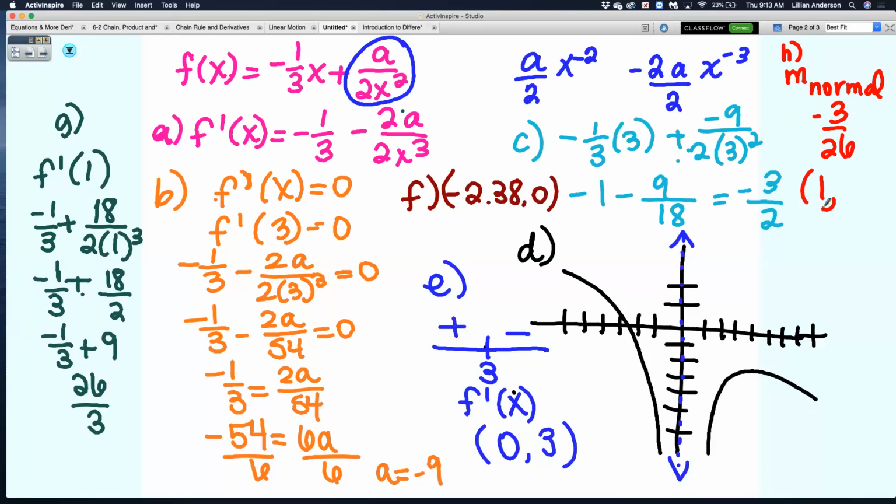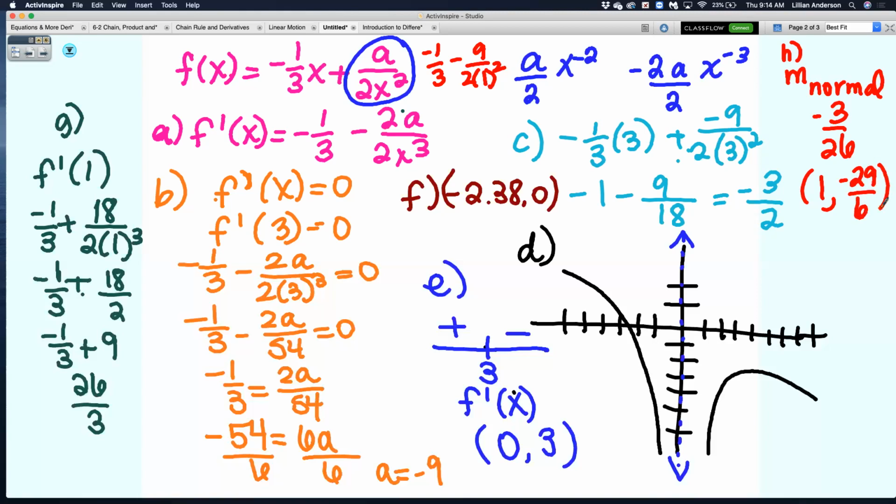Everything's just tying in together so nicely. So if I plug 1 back into the original, that's going to give me -1/3 minus 9/2 times 1 to the 2nd power. Somebody tell me what's -1/3 minus 9/2. -29/6, I think. Can I get confirmation? -29/6? Okay, I got a head nod up here. -29/6.